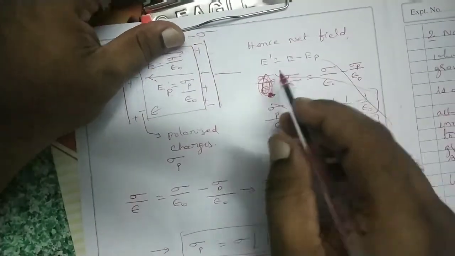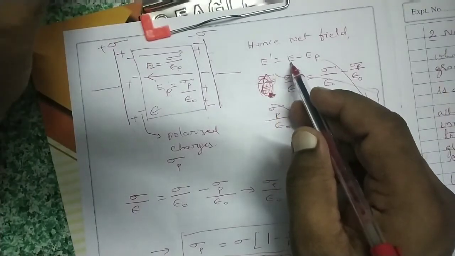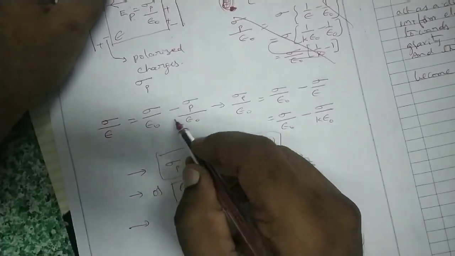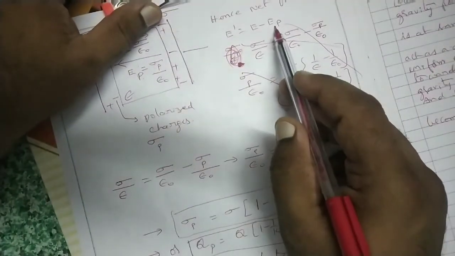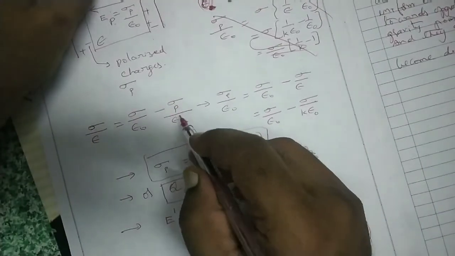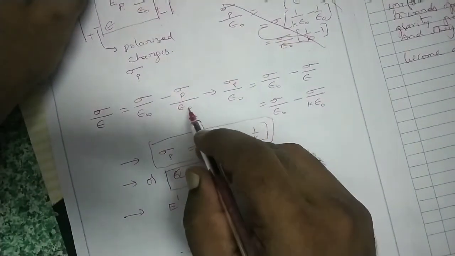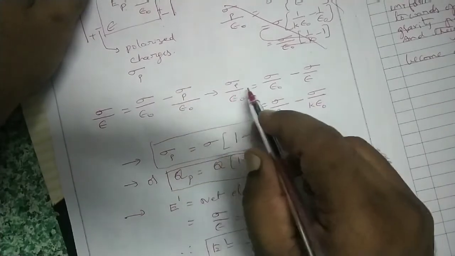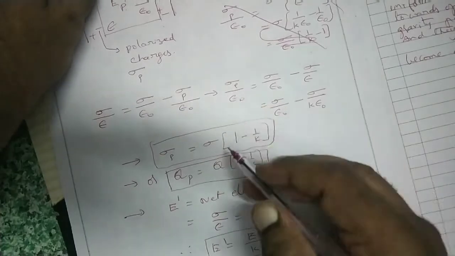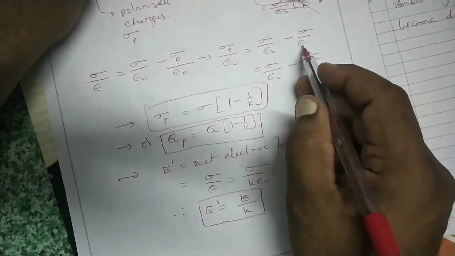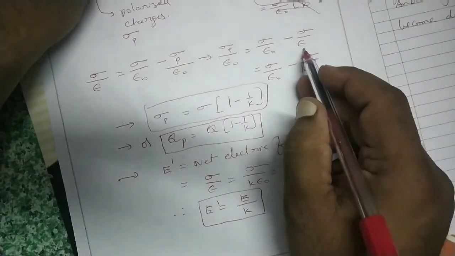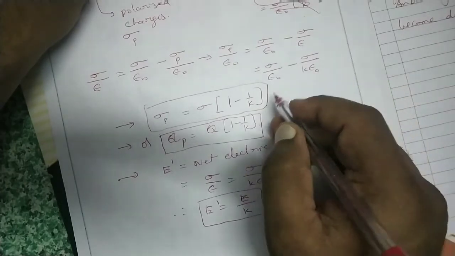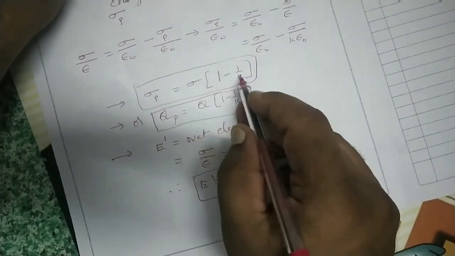Next, E means what? Applied field. Applied field means what? Field due to capacitor plates when vacuum is there. That is E, sigma by epsilon 0, minus field due to polarization EP, that is sigma P by epsilon 0, where sigma P is the polarized charge density. So this implies sigma P by epsilon 0 is separated. Afterwards I wrote epsilon as K into epsilon 0, because epsilon is a permittivity which is equal to relative permittivity times permittivity of vacuum. So then I got sigma P is sigma into 1 minus 1 by K.